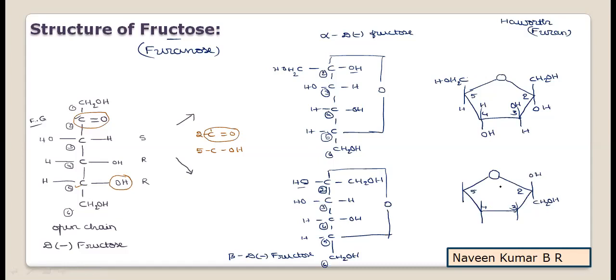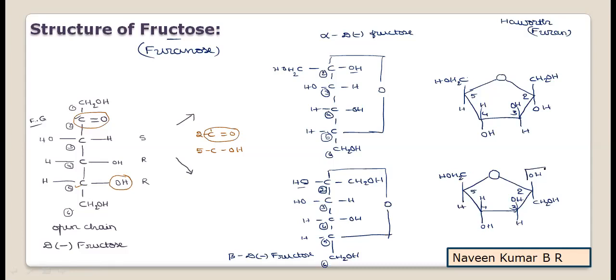Here on the 3rd carbon, OH is on the left side, hence it is above. OH on the right side, hence it is below. On the 5th carbon, H and CH2OH are there, hence always CH2OH above and H below, if it is present for the same carbon.